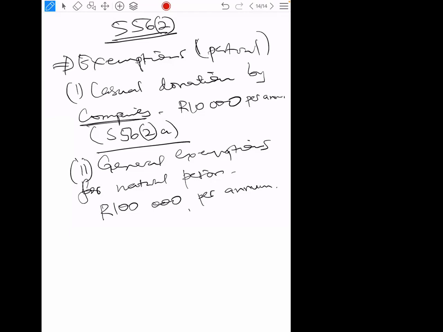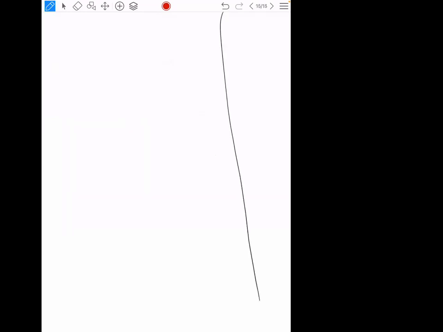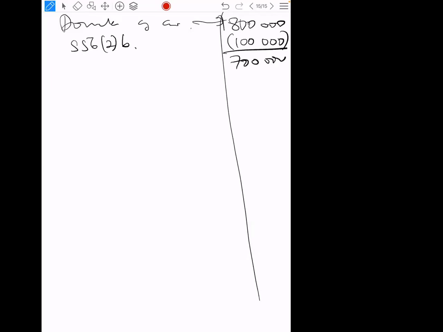All right, let me give you an example for two. This one for a natural person, the common one. If someone donates a car, the car costs 800,000, and you want to calculate donations tax for this person. You write donation of a car, market value. We use market value there to identify the value of the donation. And then here we say section 56.2b is the natural person, right? We take out 100,000. Then you're left with 700,000. This is the taxable donation.